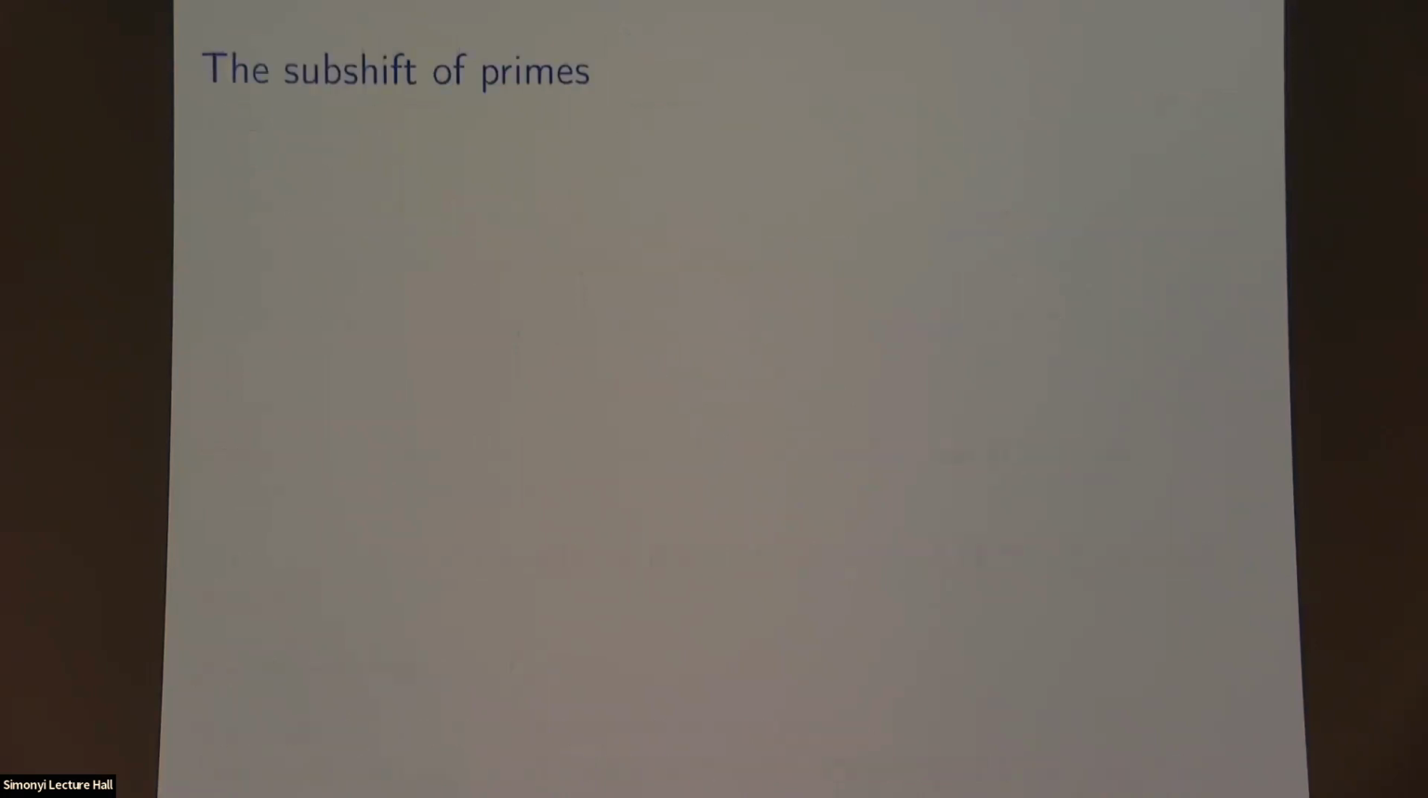Let me go now to something we call the subshift of primes. So first of all, let me put this formula in our notation. What does it mean? P2 is the set of semi-primes. So semi-prime free numbers are the numbers which have at most one prime factor. That is, they are primes, maybe 1 or -1 or minus primes.